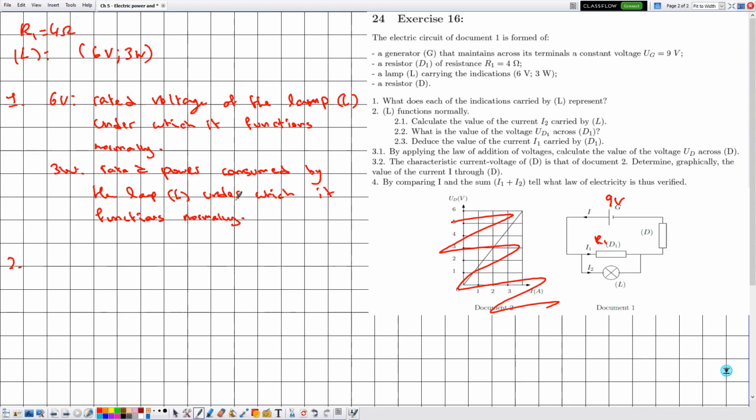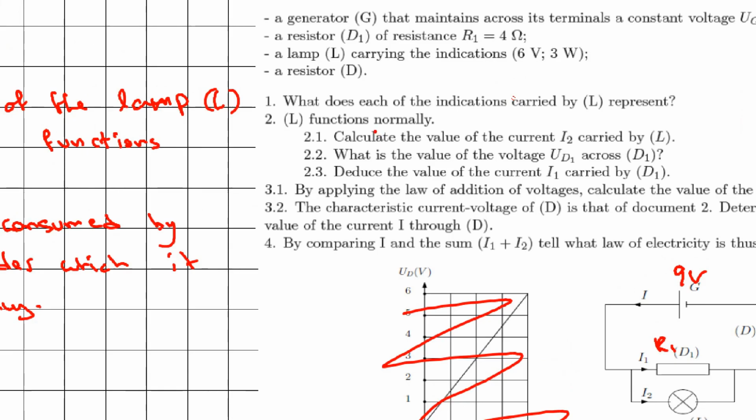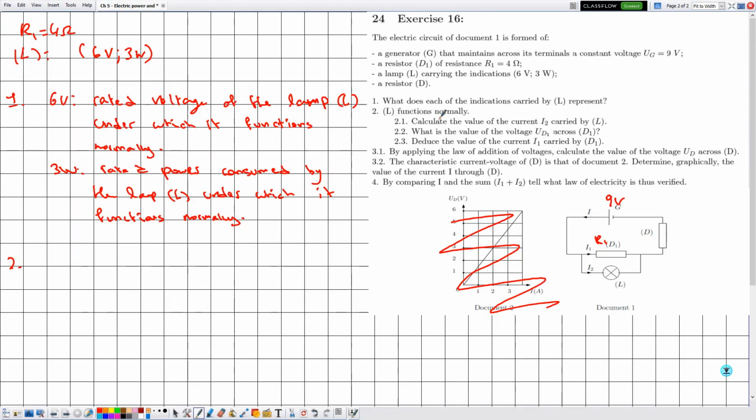Now in number 2, they are telling me L functions normally. The moment they mention that the lamp is functioning normally, we can say that the voltage across the lamp is given by 6 volts, as well as the power is given by 3 watts. Okay. Now in 2.1, they are telling me to calculate the current I2 carried by L.